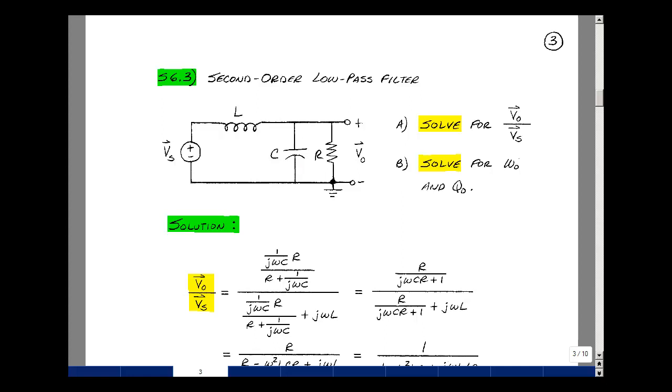There's two things that are pulling us down as frequency goes up, and we saw around page 20 of Chapter 6 that the slope was double that of a one capacitor or one inductor low-pass filter. In other words, minus 40 dB per decade. This does look like a second-order low-pass filter.